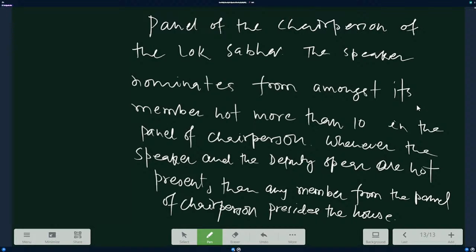So whenever a member presides over the house, he has equivalent power as the Speaker of the house. Fine, you can write: whenever a member from the panel of chairperson of the house presides, he or she has equivalent power as the Speaker.